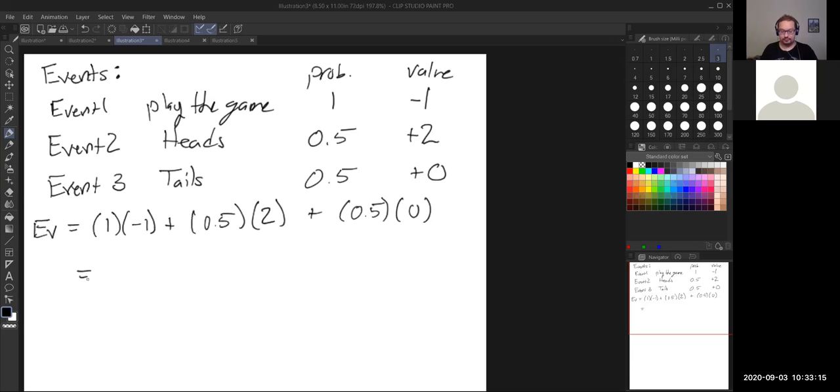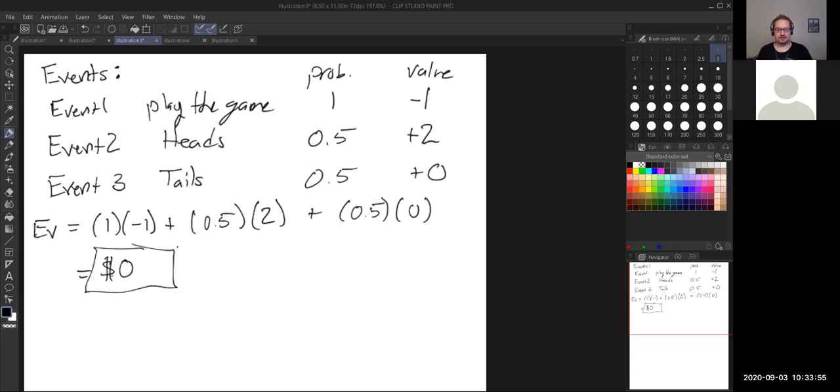So you can either plug this all in, or if you want, you can do it one at a time. You just have to be careful when you are dealing with decimals. If you round, you get what's called round off error. So you do want to enter this all in at the same time. But what you should get is negative 1 plus 1 plus 0, which is 0. So the expected value for this gambling game is $0. So you neither lose money nor win money is your expected value for playing this game.